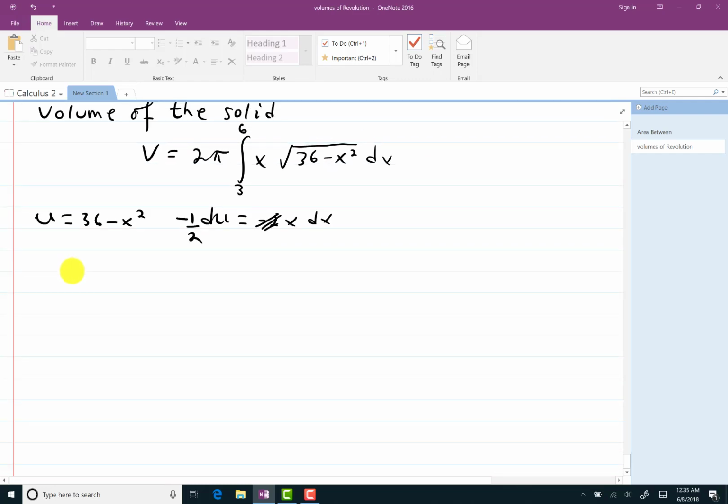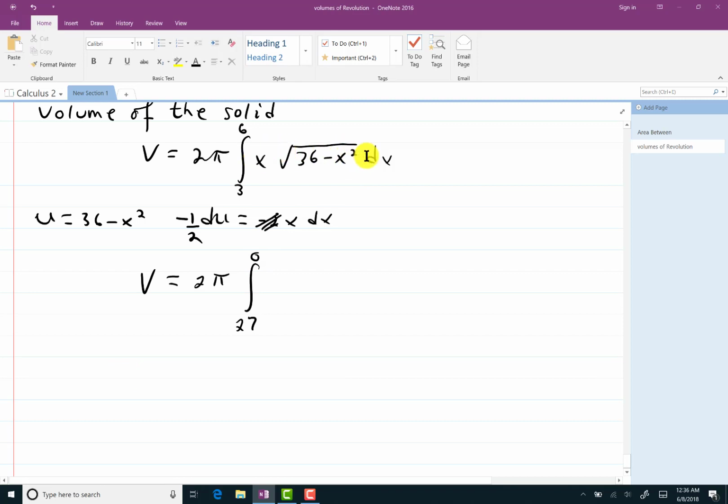So the volume equals 2 pi the integral. Now remember to change your limits of integration when you switch to u. You're no longer using x, you're using u. So let's take x equal 3, plug it in right here. What is 36 minus 3 squared? Well, it's 36 minus 9 is 27. And then plug in 6. 36 minus 6 squared is 0. That's nice.